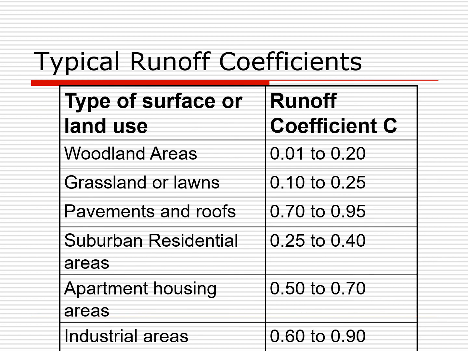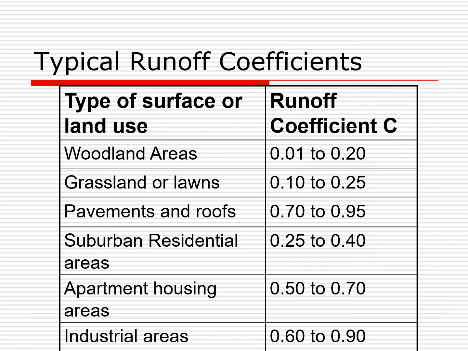So our typical runoff coefficients are based on what type of land we have. In woodland areas, the runoff coefficient is between 0.01 and 0.2. Grassland or lawns are 0.1 to 0.25. Pavement and roofs are 0.7 to 0.95.